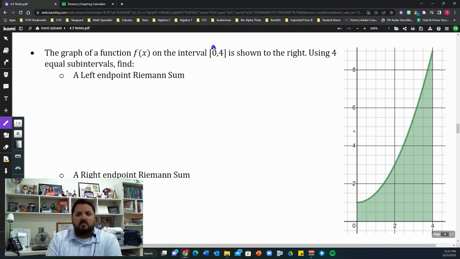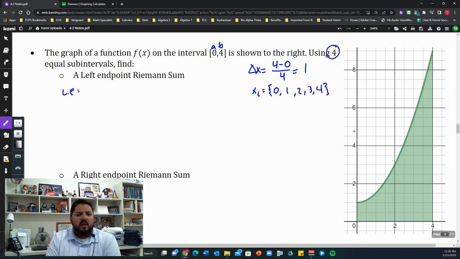So my A to B interval is from 0 to 4. So to calculate delta x, I'm going to take 4 minus 0. I'm using 4 equal subintervals. So then my delta x in this case is 1. So then my list of all possible endpoints, starting at A and adding delta x over and over again, would be 0, 1, 2, 3, and 4.